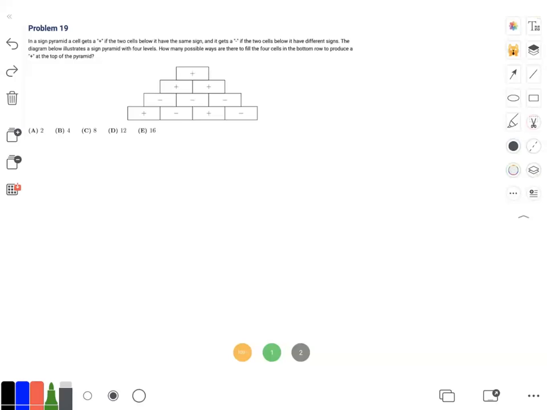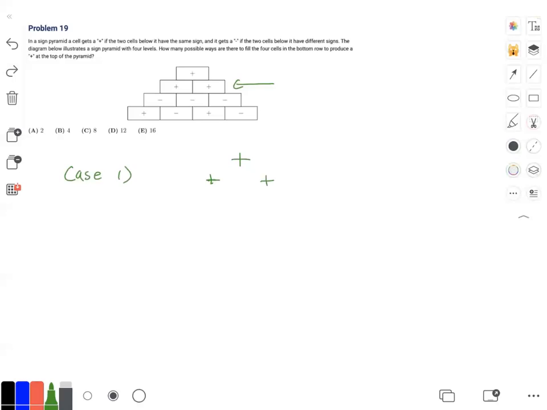So we have a plus at the very top. So that means the next two cells, the second row, must have 2 pluses or 2 minuses. Okay, and then from there it's just a matter of counting. So as we said, let's consider some cases. Case 1 is where we have a plus and then plus plus, followed by plus.